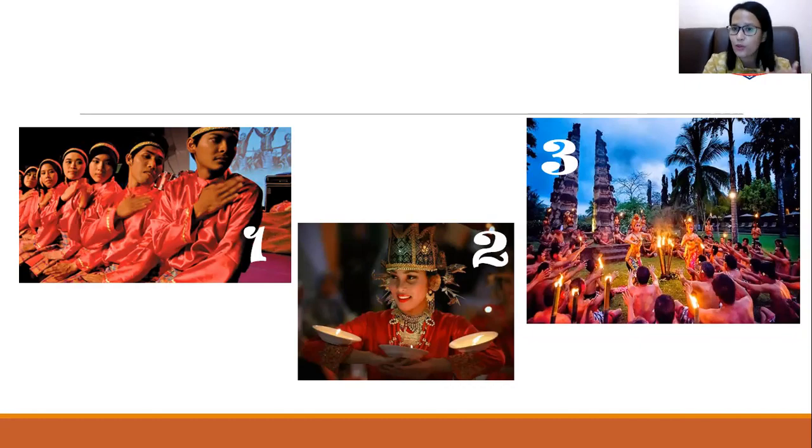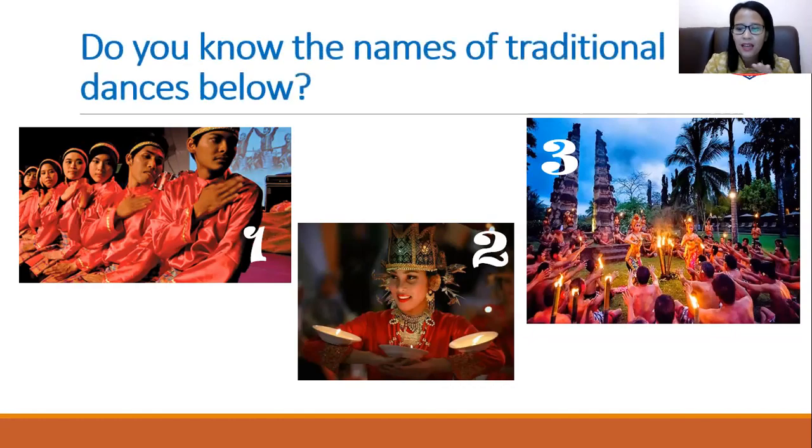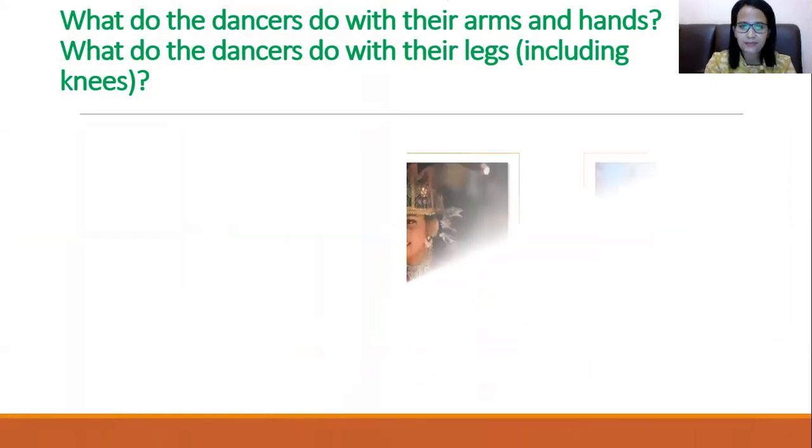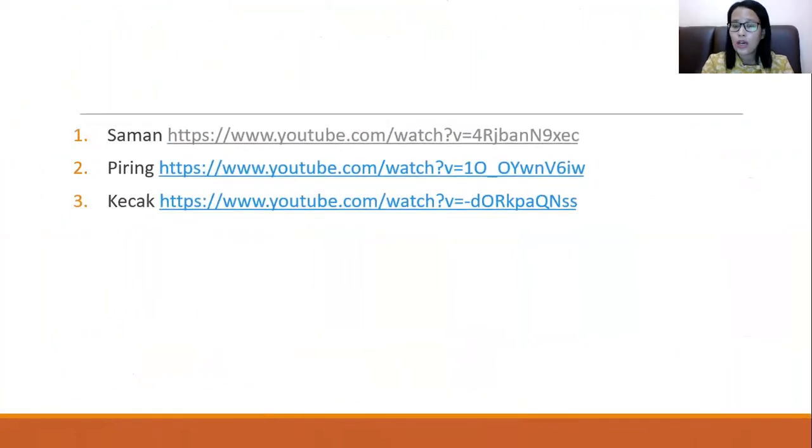What you need to explore more is what the dancers do with their arms and hands, and also their legs including knees. So we will study the movement of the dancers when they perform the traditional dance. To find out what the dancers do with their hands, legs, arms, bodies, and also knees, I'm going to show you the video of the traditional dances so you can see how the dancers bend, move, and perform.